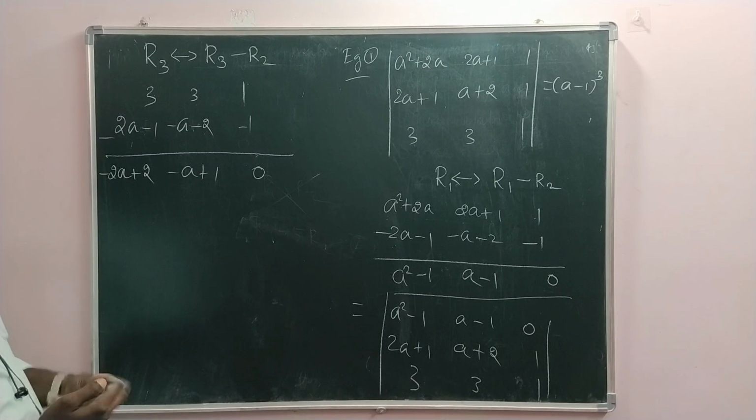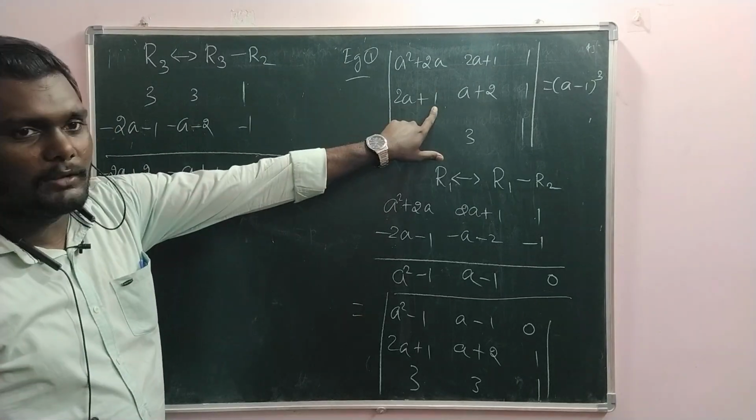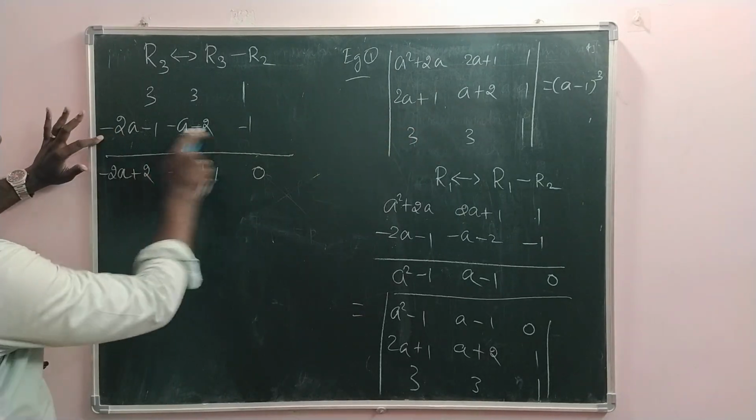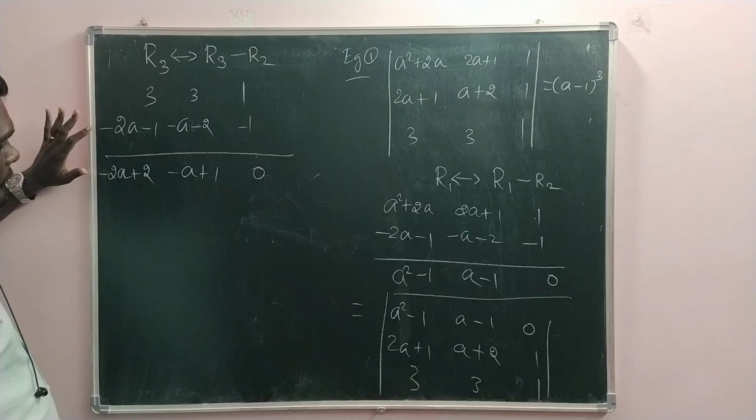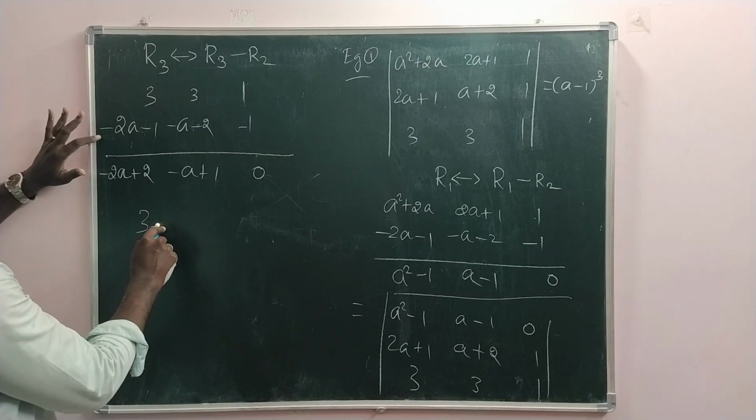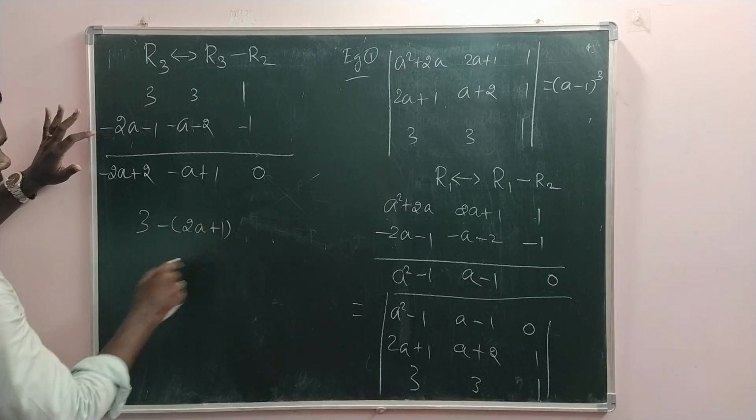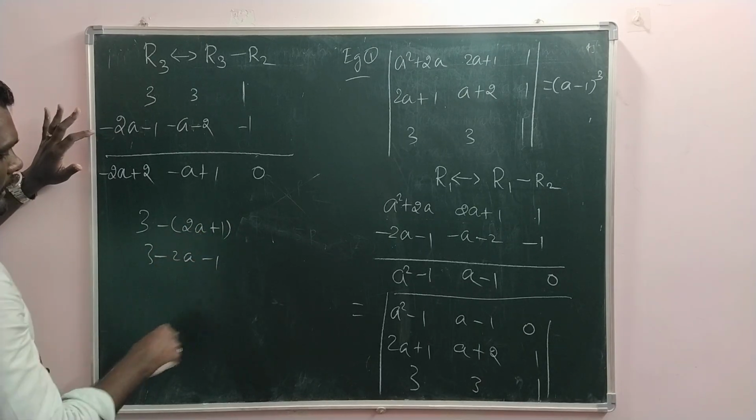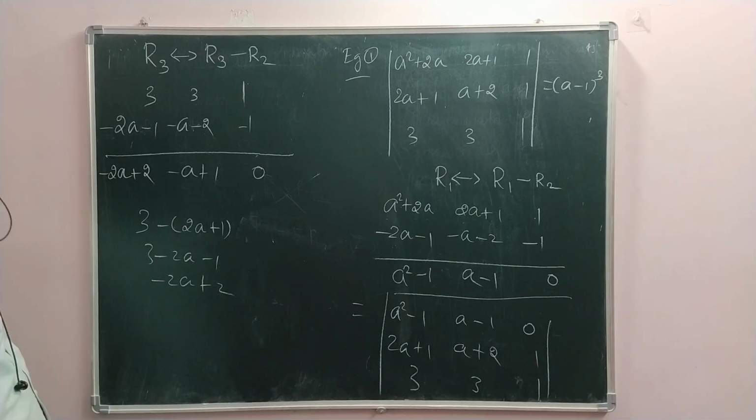It's not 4, man. See, it is not minus of 2a minus 1. Original element is what? 2a plus 1. As I am subtracting, I changed all the things into negative. Or else for this, you should write one more step. That is 3 minus 2a plus 1. Then it will become 3 minus 2a minus 1. Then minus 2a plus 2. Like that you should write.